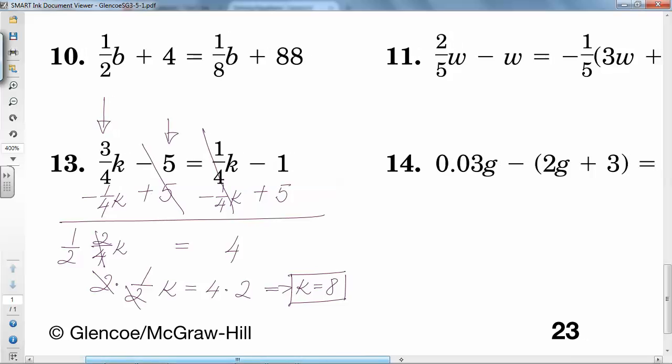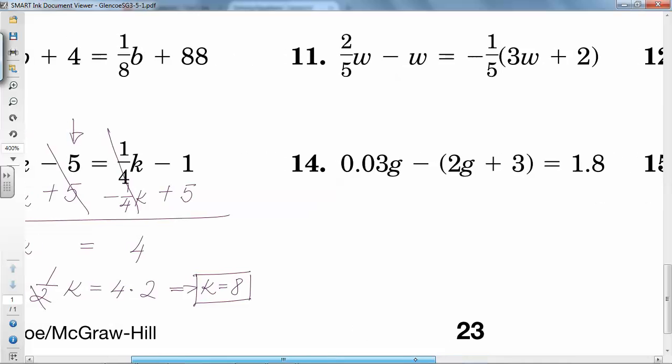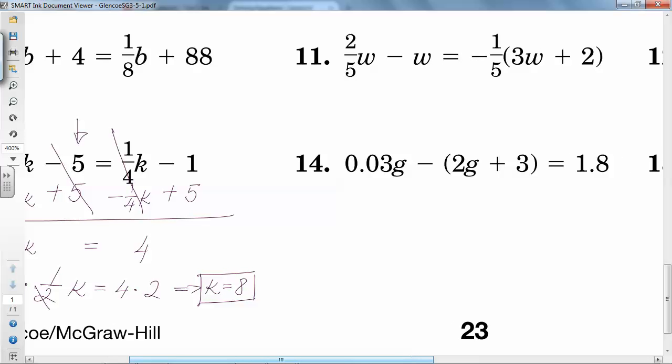Let's try 14. Okay, or 15. Let's do 14 first because it involves some decimals. How about that? Let me change the color again.